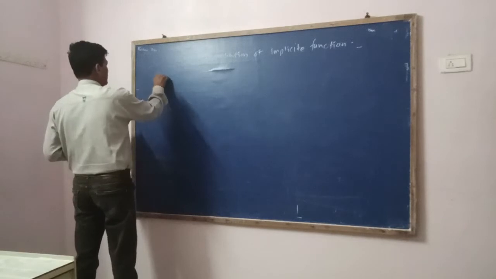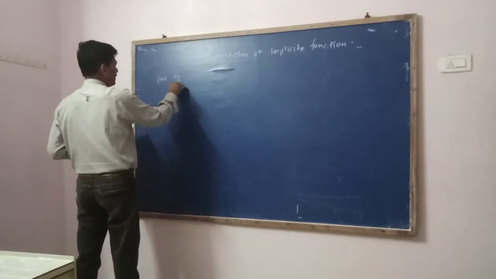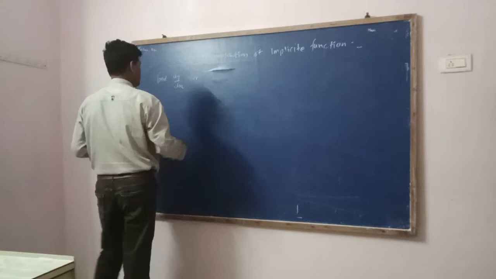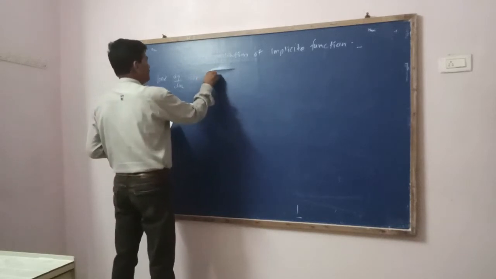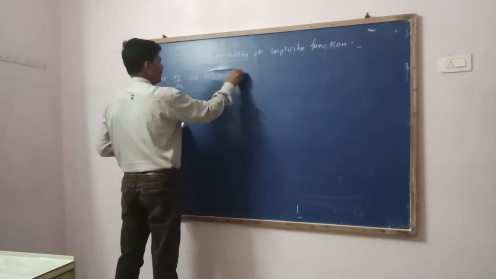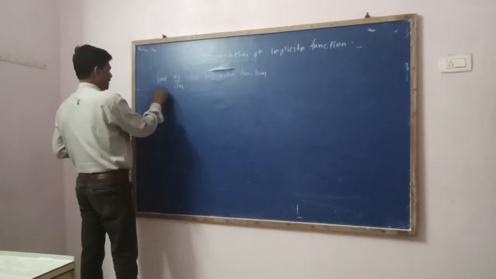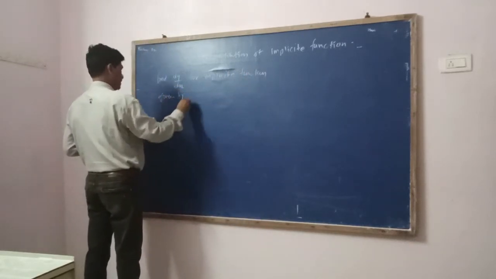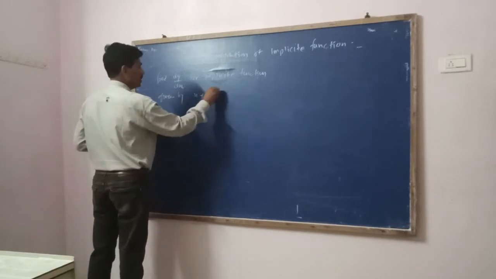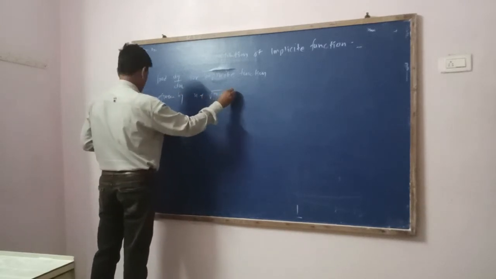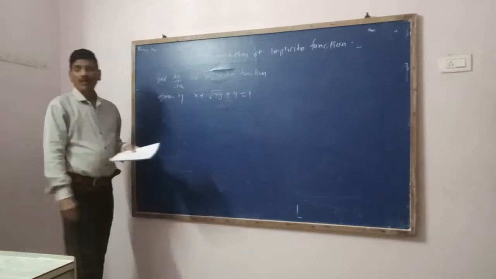Find dy by dx for the implicit function given by x plus root of xy plus y equal to 1.